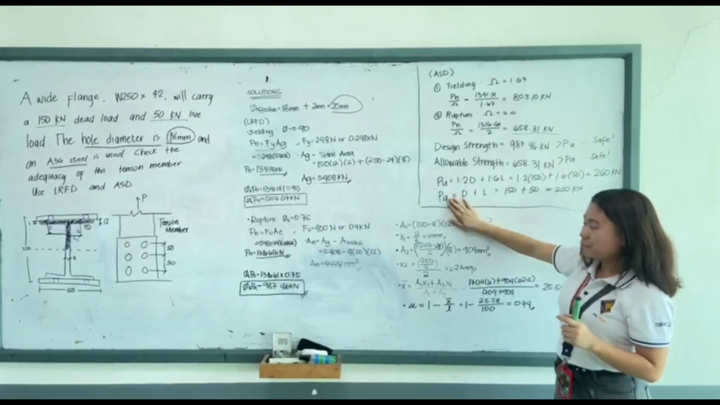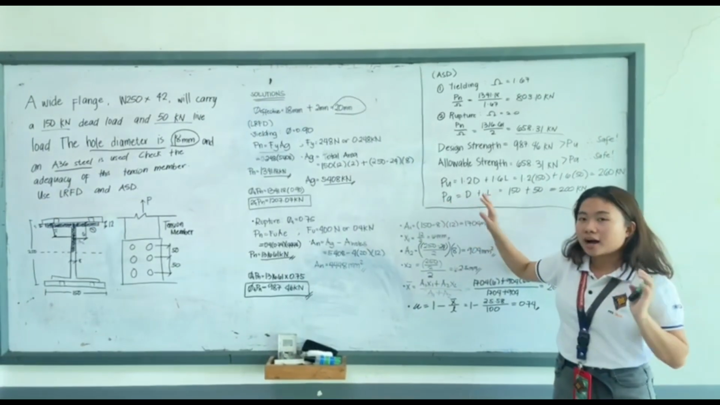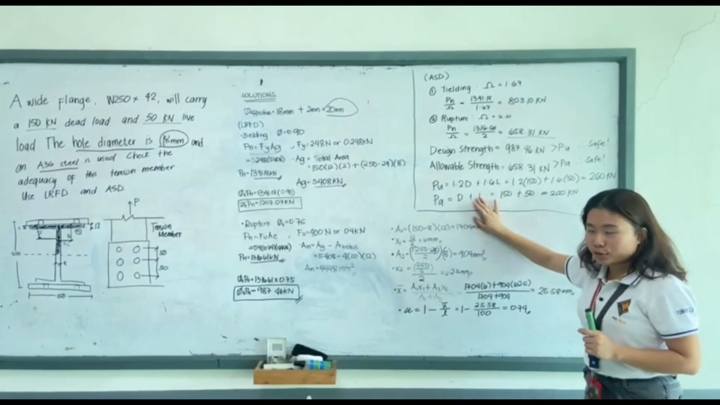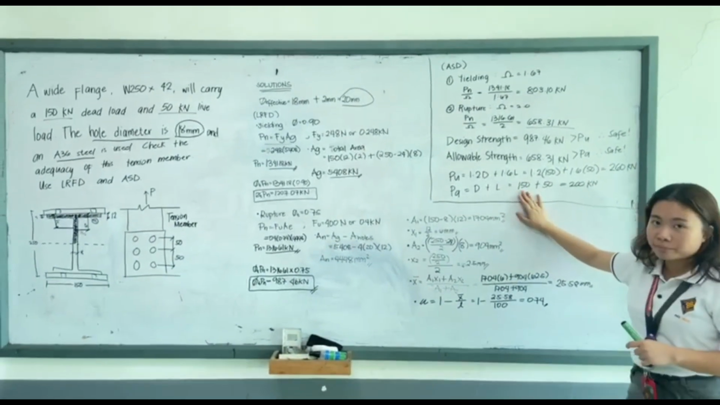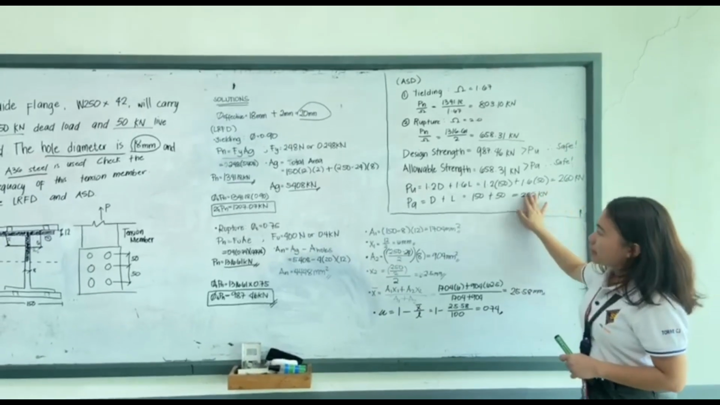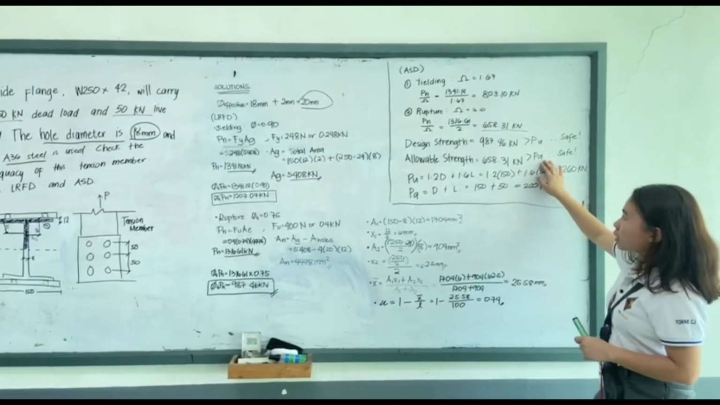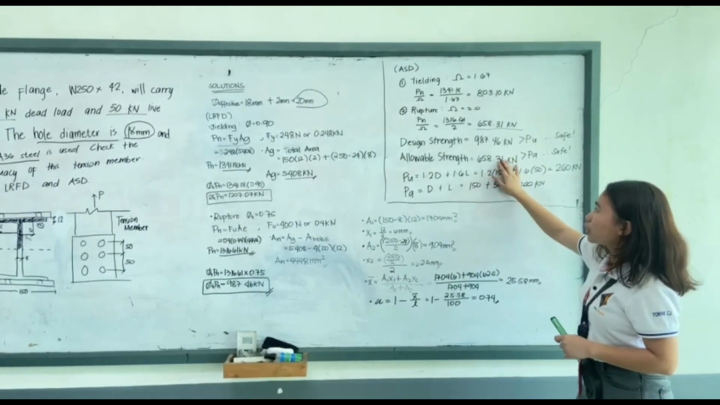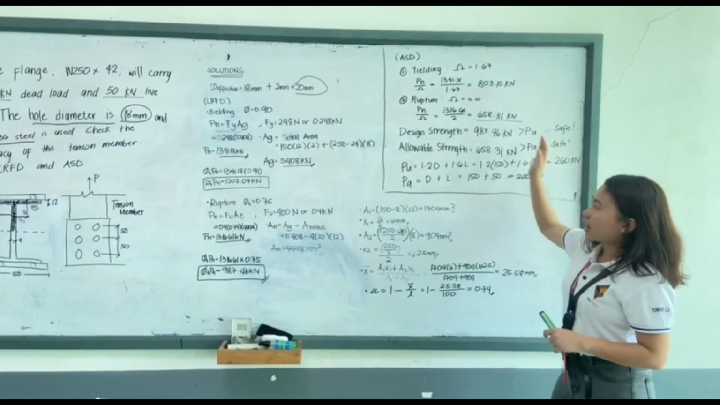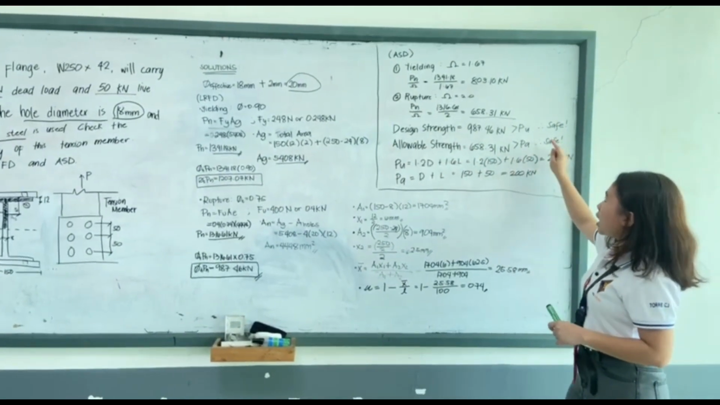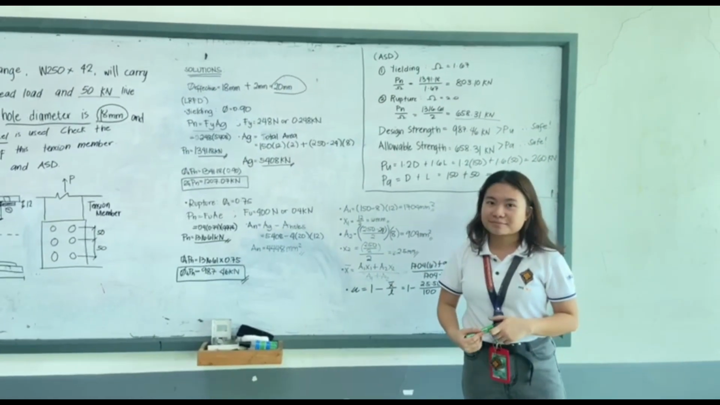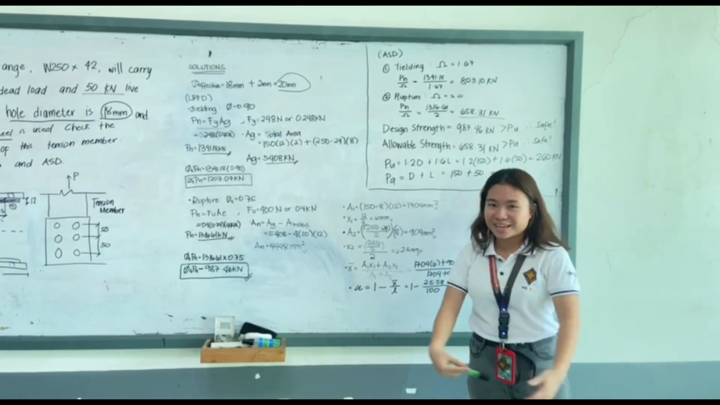Next, let us proceed sa atong Pa. Kani, based siya sa ASD nga combination, which is dead load plus live load. So, we have here dead load na 150 plus live load na 50, therefore we have 200 kilonewton. Ang Pa, i-compare nato sa atong allowable strength, and we can see nga 658.31 is greater than 200 kilonewton. Again, we can conclude nga ang allowable strength is safe siya. So, kaya niya ma-carry ang dead loads and live loads. That would be all. Thank you.